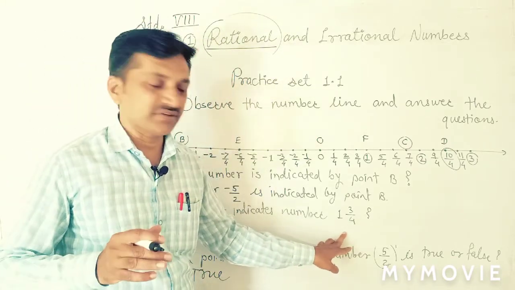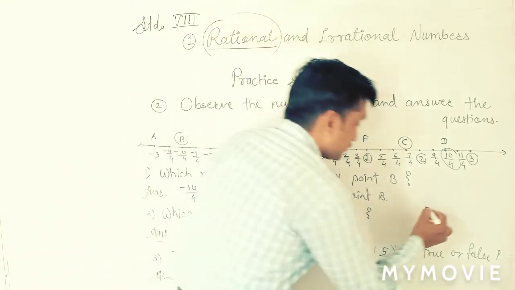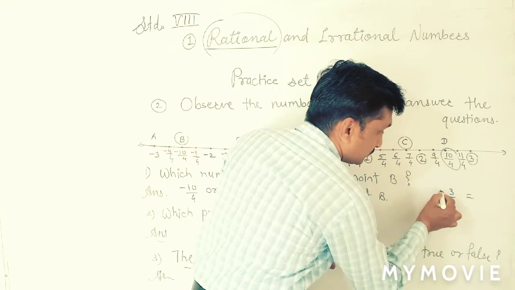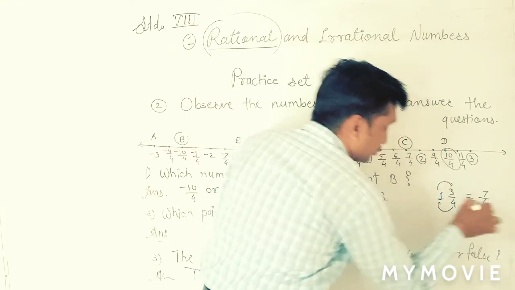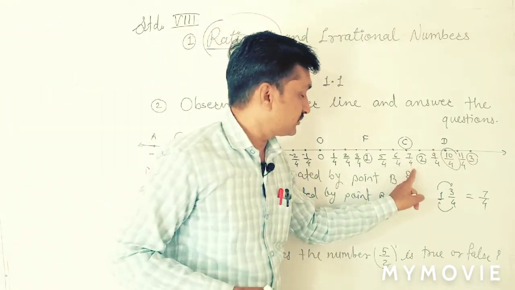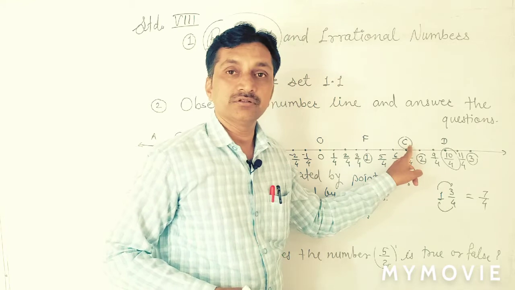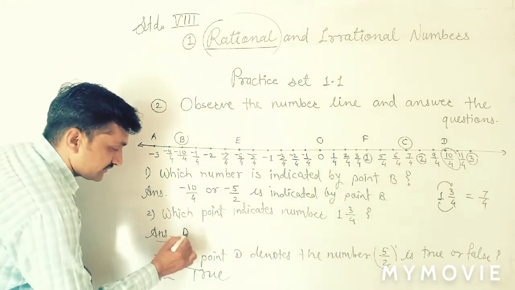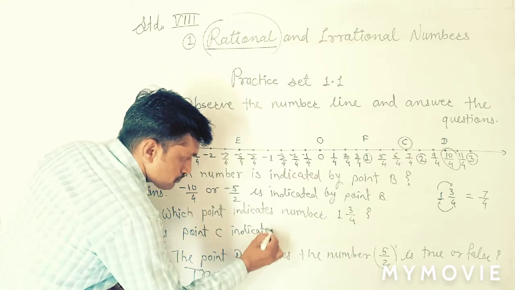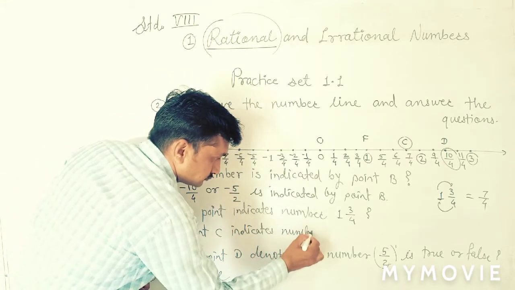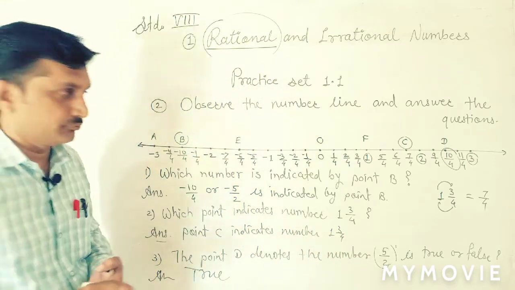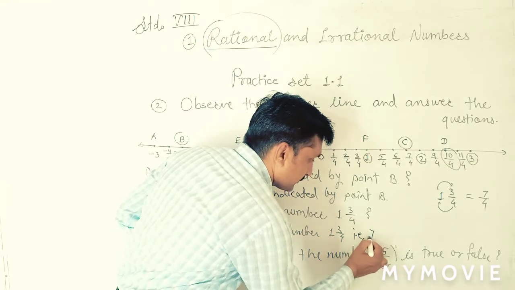Second, which point indicates the number 1 3 upon 4? This is a mixed number. 1 3 upon 4 means what? If we solve it, 4 1s are 4 plus 3 is 7, so 7 upon 4, positive. Now on the number line you see, where is 7 upon 4? Here. Which point? C. Therefore the answer is point C indicates the number 1 3 upon 4, that is 7 upon 4. You can write here 7 upon 4 if you want.